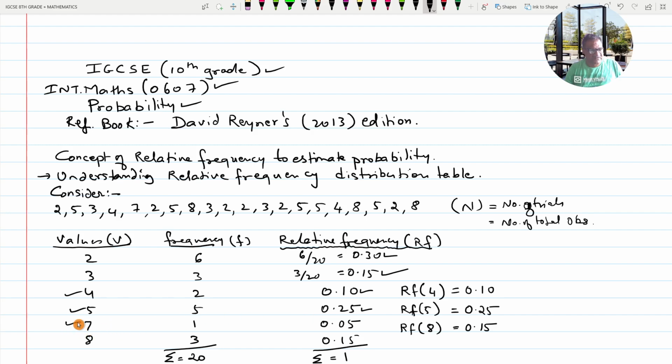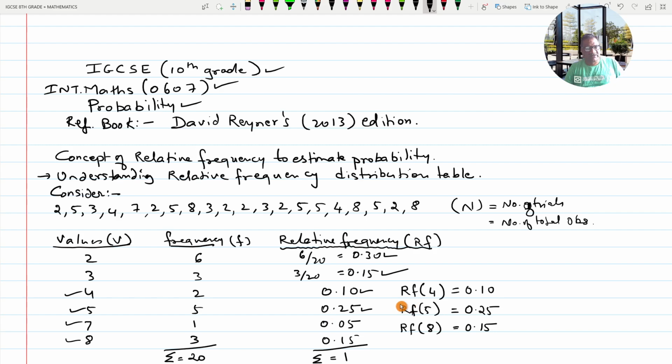Relative frequency of this 7 will be 1 upon 20, which is 0.05. And relative frequency of this 8 will be 3 upon 20, which is 0.15. So this is how you have to calculate the relative frequency of each and every value.